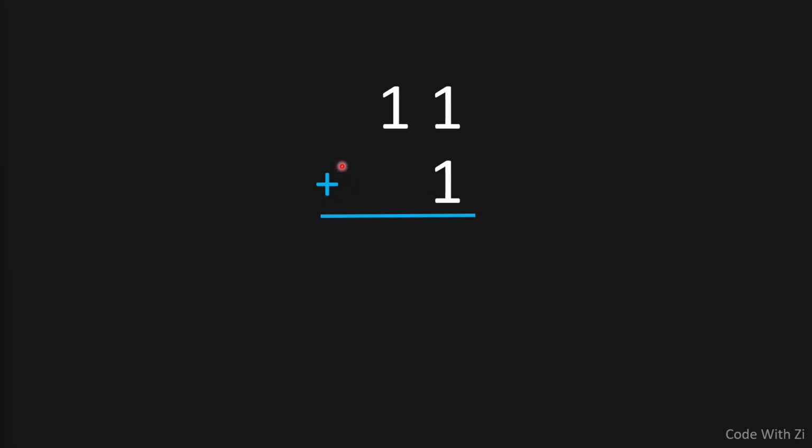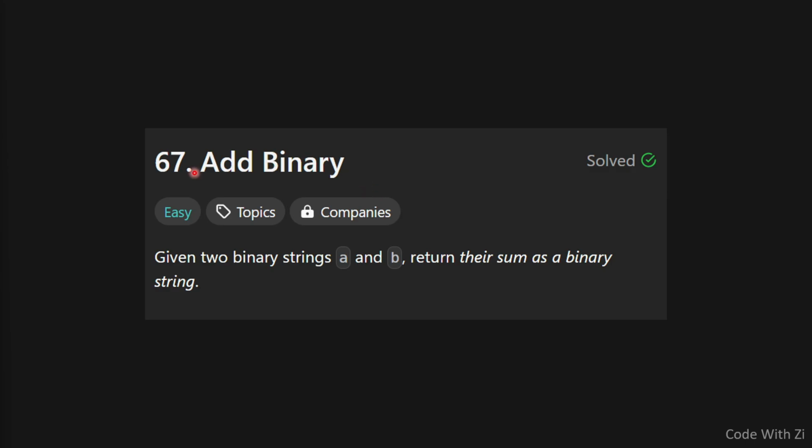In today's video, we've got to add two binary numbers together. Why? Well, because that's what LeetCode 67, Add Binary, is asking us to do. As you can see, it says, given two binary strings, a and b, return their sum as a binary string. All right, let's do that.